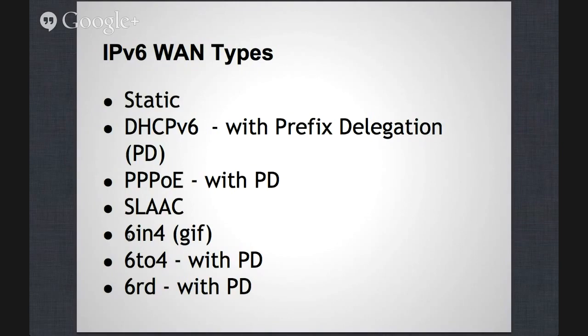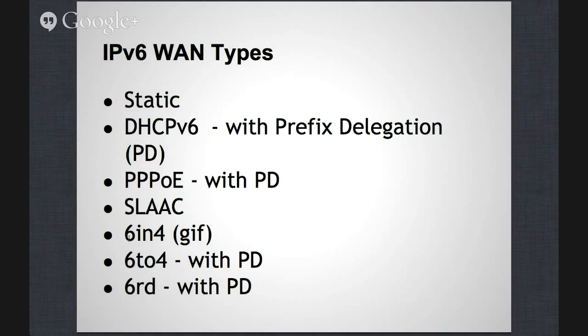So you'll actually have your own public internal subnets that get assigned. So whenever you connect with DHCP or PPPoE or 6to4 or 6RD, you'll get your WAN side IP and the prefix delegation that will automatically configure your LAN side address subnet.